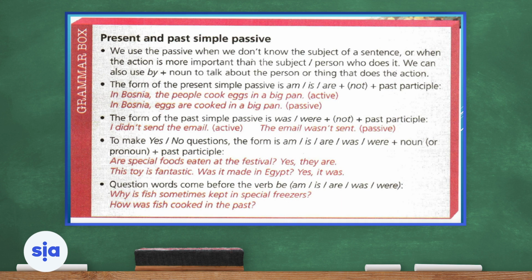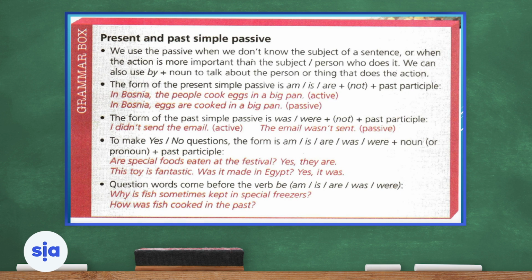So we might say, in Bosnia, the people cook eggs in a big pan. This is an active voice. It is the normal kind of sentence. It has a subject that does the action and the verb itself. But if we want to change it into passive form, we will say, in Bosnia, eggs are cooked in a big pan. So we start with the object, not the subject. We don't start with the doer. We start with the receiver of the action, which is eggs.